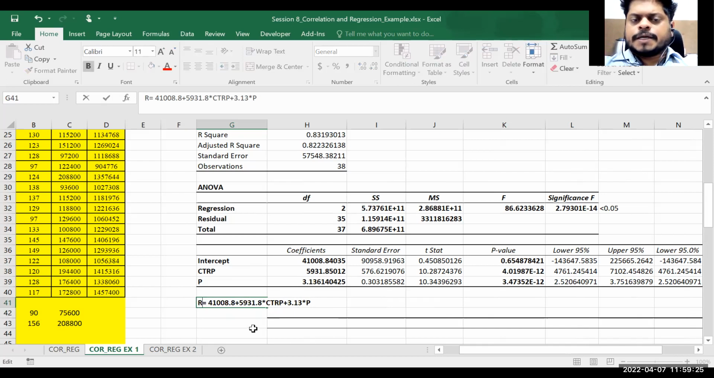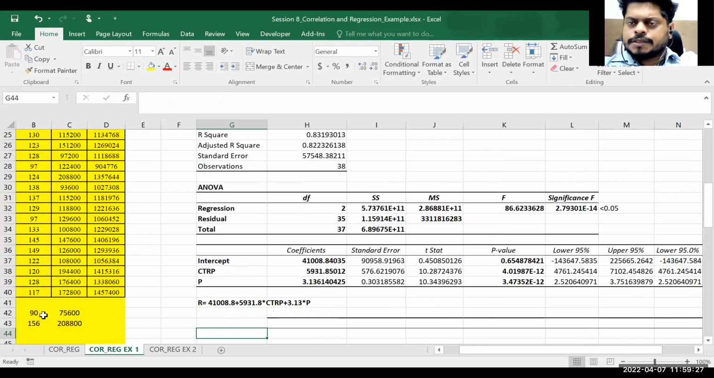But if I take another sample within this range, some other values, some other CTRP rating might come between 90 to 156. Now what I'm telling, in this regression equation that I'm building, my intercept is not significant. This p value is 0.65, so this constant value will not remain true in the population.